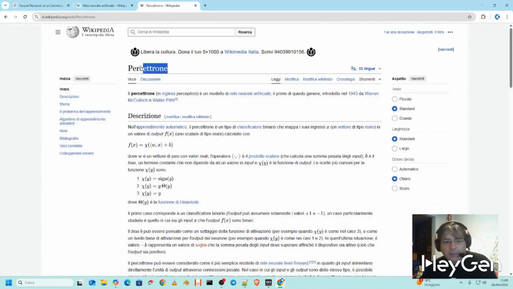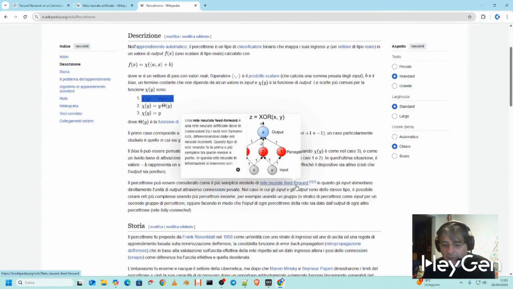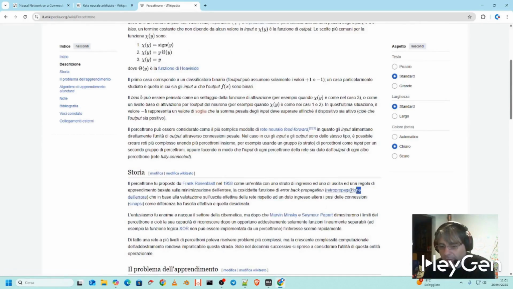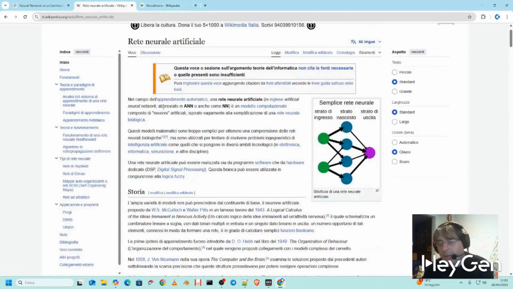Now, pay attention because I have selected here Perceptron. And remember what this formula is. Clearly, these are very, very simple networks. Nowadays, we consider them as stupid. In this case, they are feed-forward networks, as the word suggests. But what interests us is remembering what backpropagation is.